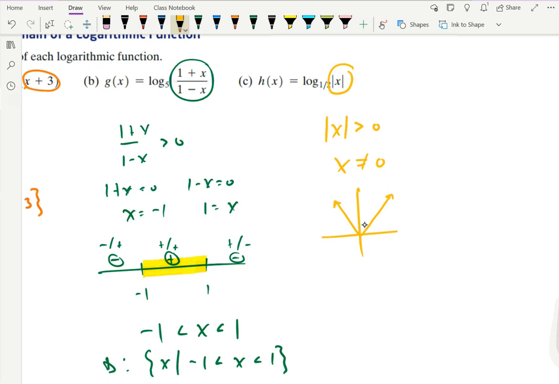It's going to be above the x-axis, so it's going to be positive everywhere except at 0. At 0, it is 0. So our domain on this one are all the x's such that x is not equal to 0.